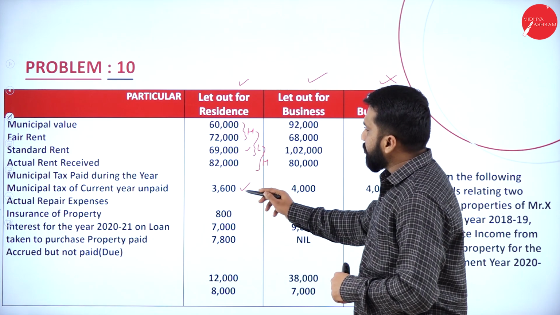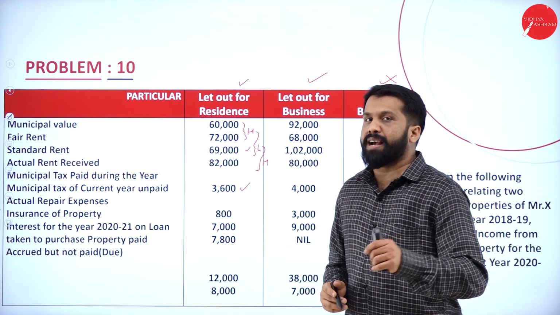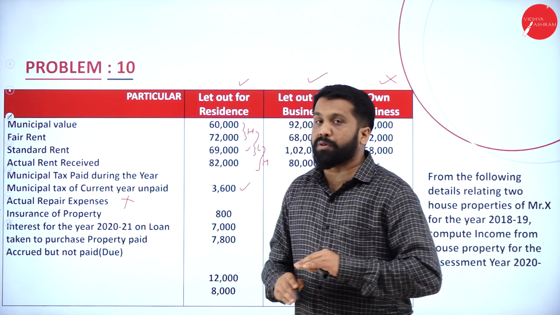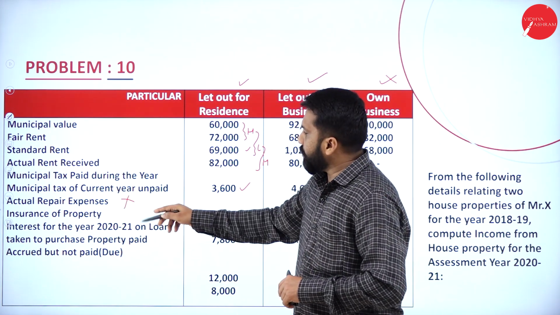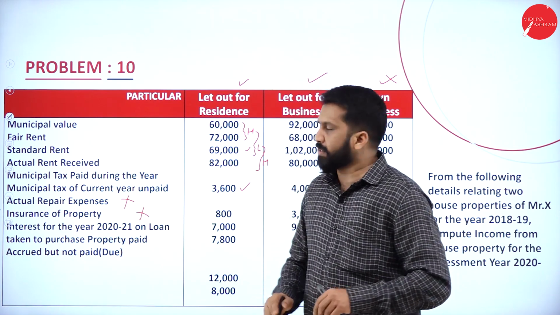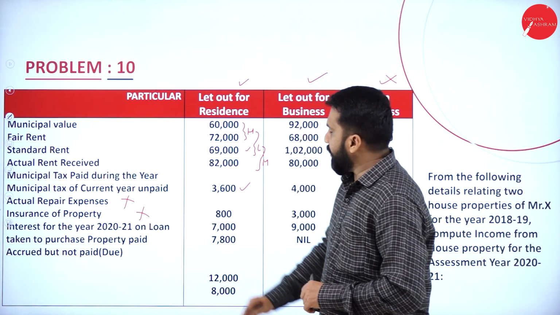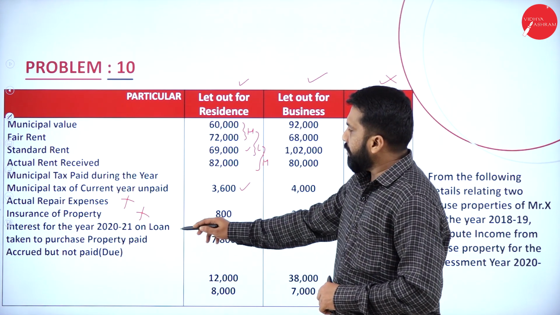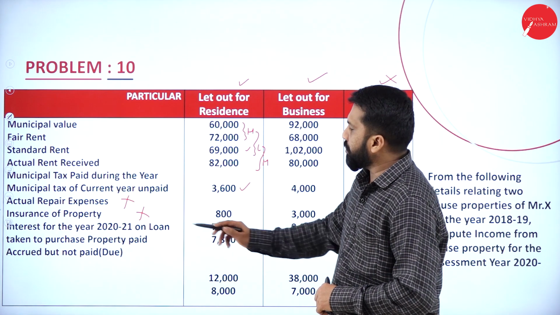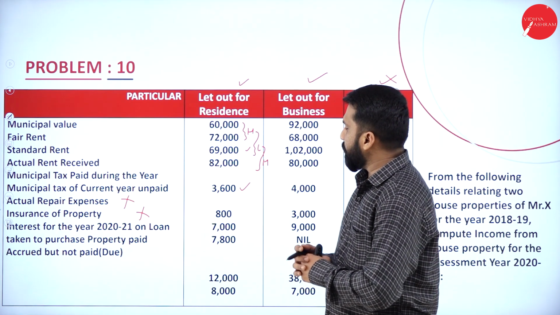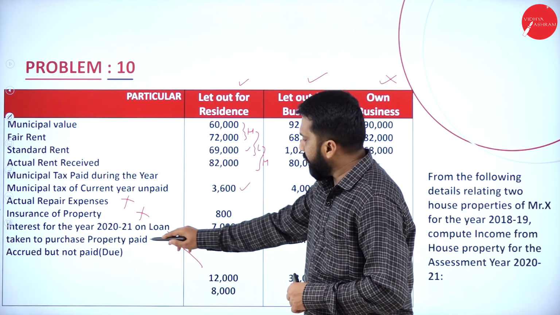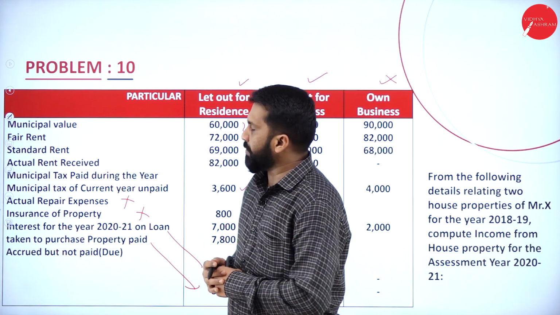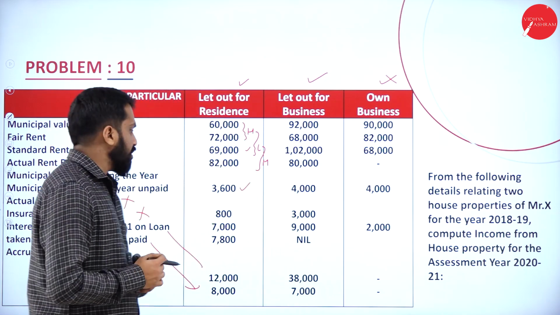Now, we are supposed to minus 3,600 as your municipal tax. Actual repair expenses we will not consider. Insurance of property we will not consider. Then interest for the year. How much do we have? We have interest for the year for the loan taken for the purchase of property. So these are your interest part, and these two are your insurance as well as actual repair charges.